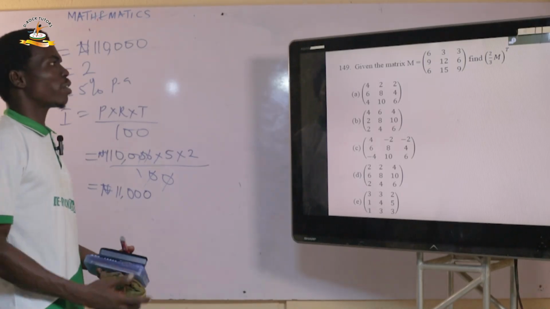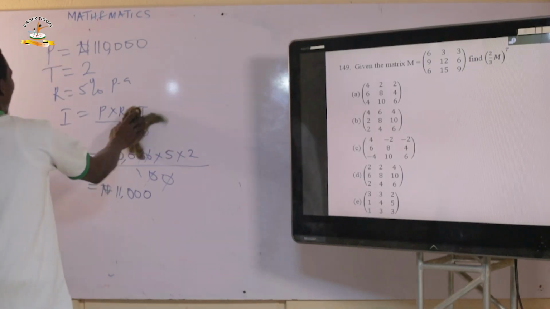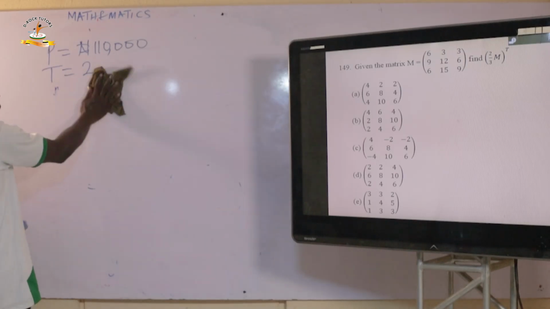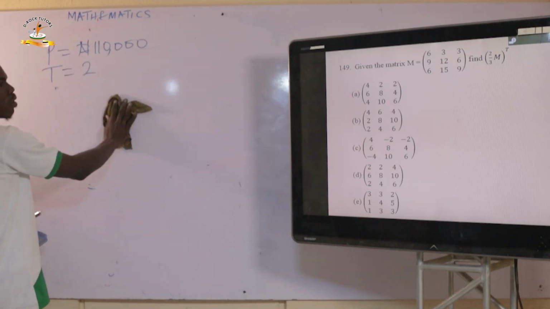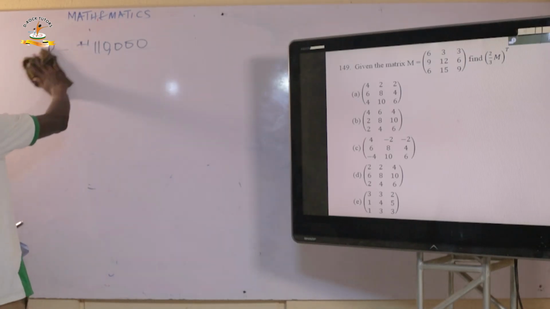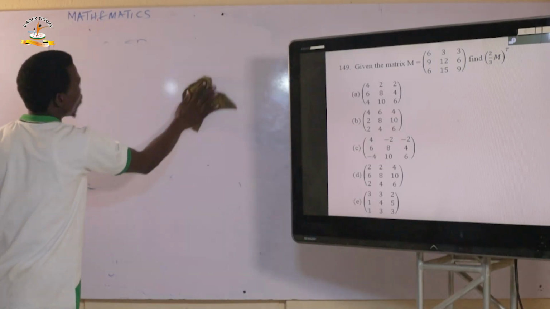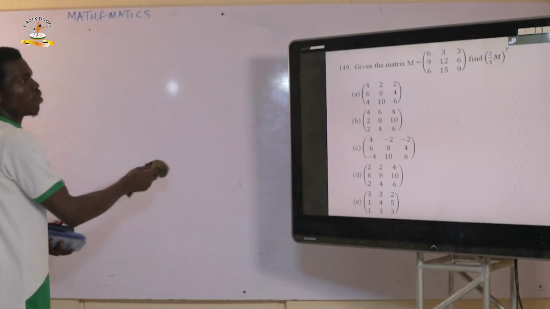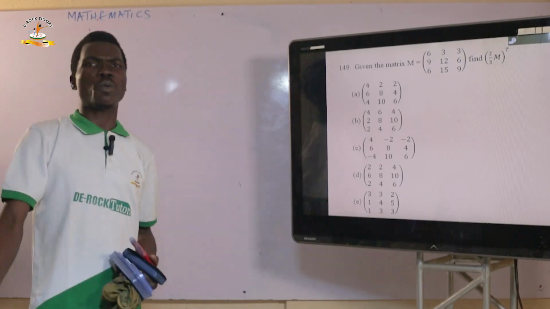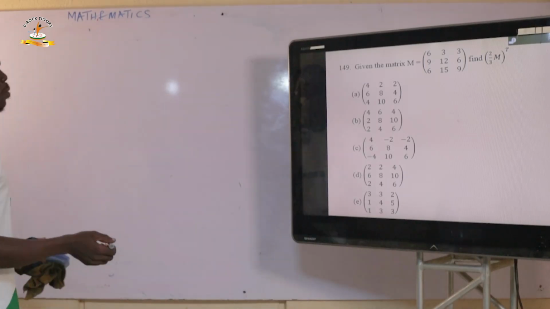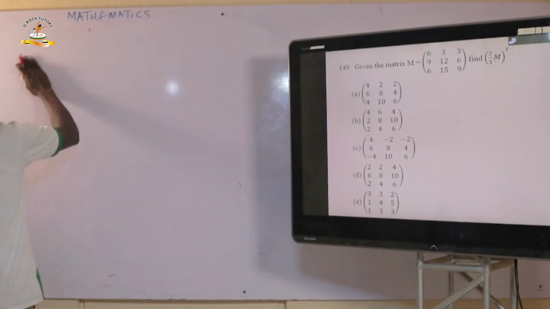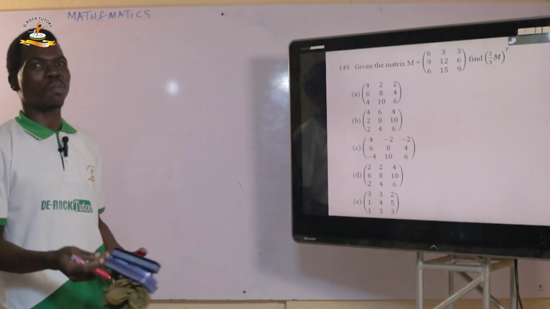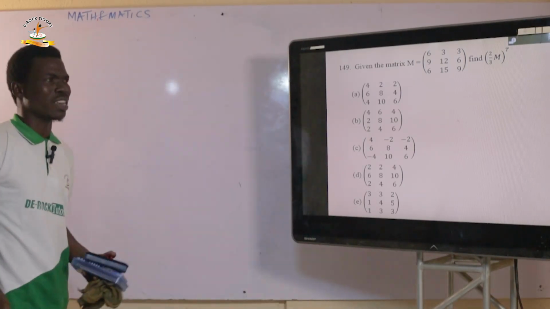Alright, given the matrix M, so we have the matrix problem here, and given the matrix M, which is 6, 3, 3, 9, 12, 6, 6, 15, 9. Find 2 over 3M raised to power T. Don't forget, raised to power T means transpose. It means the transpose of our result. So 2 over 3 here is acting like a scalar. A scalar is a multiplier that multiplies all the elements in a matrix.